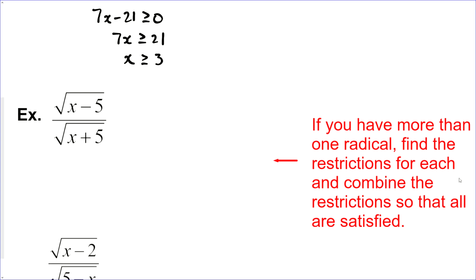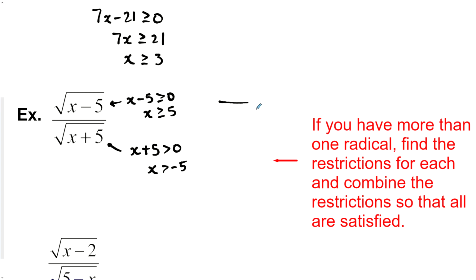So for our first example, we've got a square root, so x minus 5 needs to be greater than or equal to 0. Add 5 on both sides, we get x is greater than or equal to 5. For the denominator, normally we would have x plus 5 is greater than or equal to, but it can't be equal to 0 because it's in the denominator. So subtract 5 on both sides, we get x is greater than negative 5.